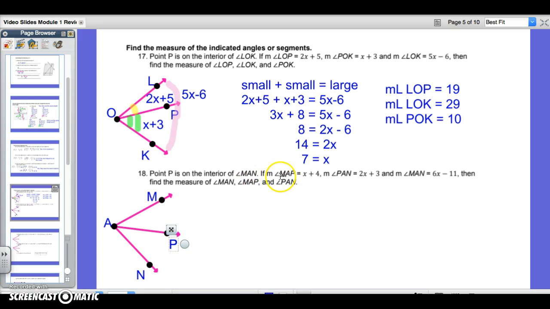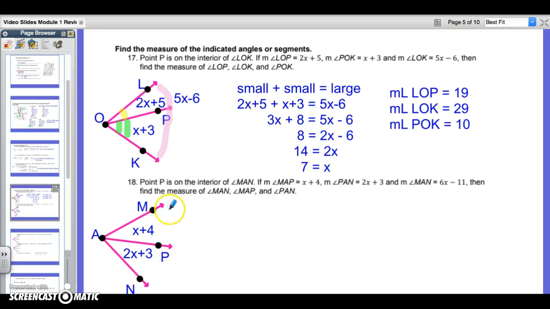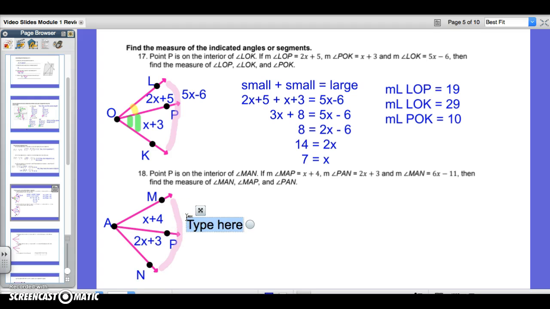It says, if the measurement of MAP is x plus 4, and the measurement of PAN is 2x plus 3, and the measurement of MAN is 6x minus 11, then find the measure of MAN, MAP, and PAN. So let's fill in the information. So MAP is x plus 4, and NAP, or PAN, is 2x plus 3. And then I have that the entire angle itself from here to here, the big one, that one is 6x minus 11.